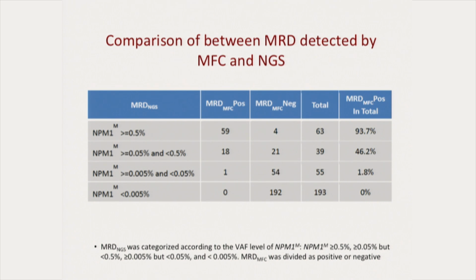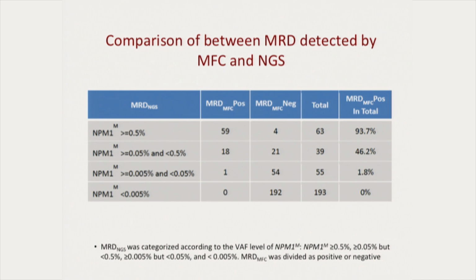So analytically, we compared the MRD detected by NGS versus flow cytometry. In this table, the flow cytometry report is binary, positive versus negative, and the NGS result is presented as an ordinal, bracketed at 0.5, 0.05, and 0.005. And remember, the NPM1 mutation is a heterozygous mutation, so 0.5% is equivalent to about 1% neoplastic cells.